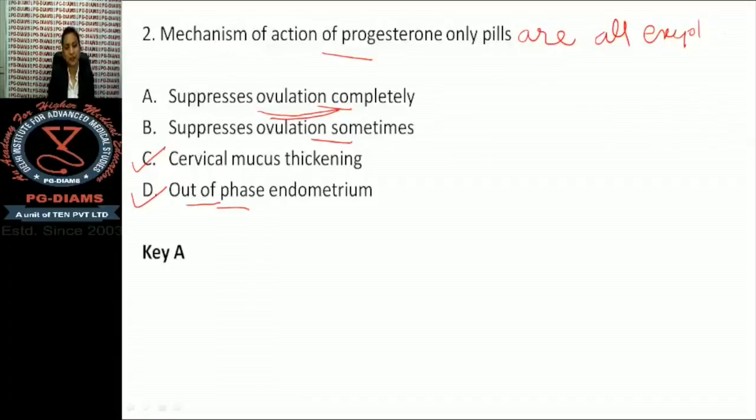Suppresses ovulation sometimes: these dicey options, sometimes may not, are usually correct because everything may do something. I don't want to be vague. I just want to give you a tip that absolute answers are never correct. So your answer here is: the mechanism of action of progesterone only pills is all except that it does not suppress ovulation completely.